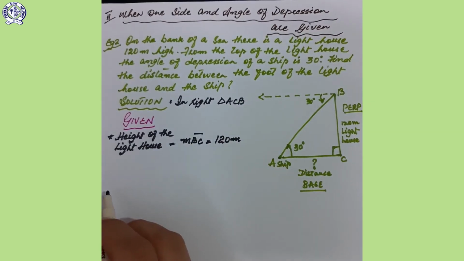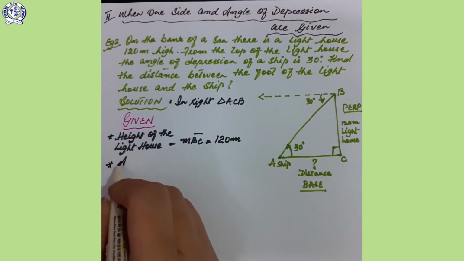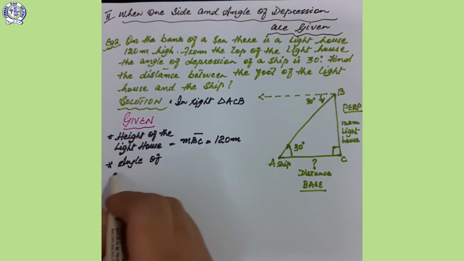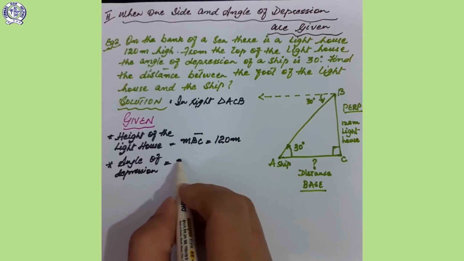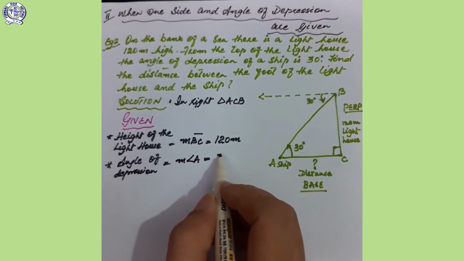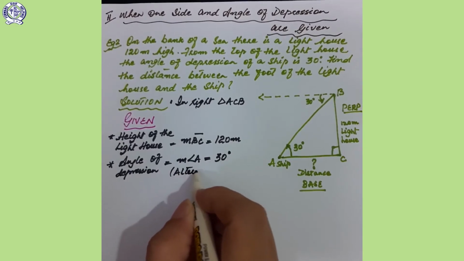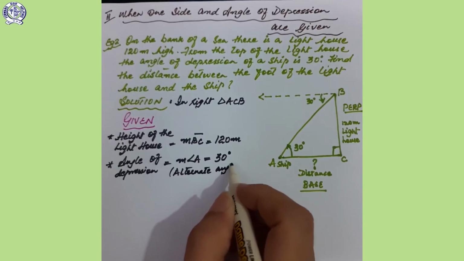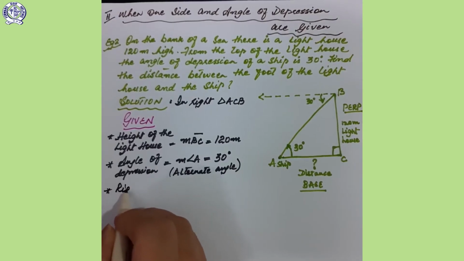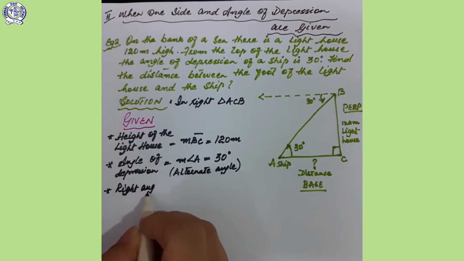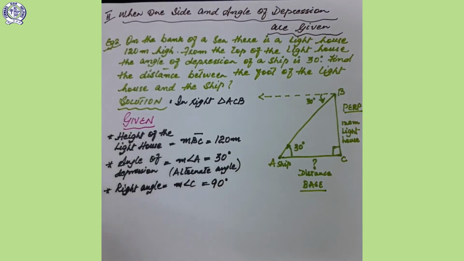Then an angle is given, angle of depression, so we have made the alternate angle, angle A is 30 degrees. So this we have made the alternate angle. And this angle C is a right angle, angle C is 90 degrees. Now this is what is given in the question.